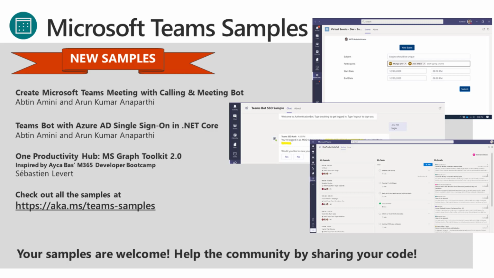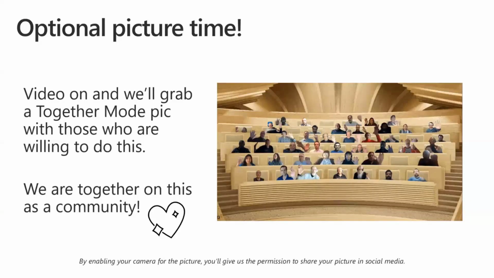So that said, it is now time for the Together mode picture. So if you like to be in the Together mode picture, please turn on your camera and you will show up in a matter of few seconds. I will start taking the picture. So let's see if we can have some more people. Come on, don't be shy. We are a community, we are friends. That's the only way we can be in the same place, by the way, nowadays.